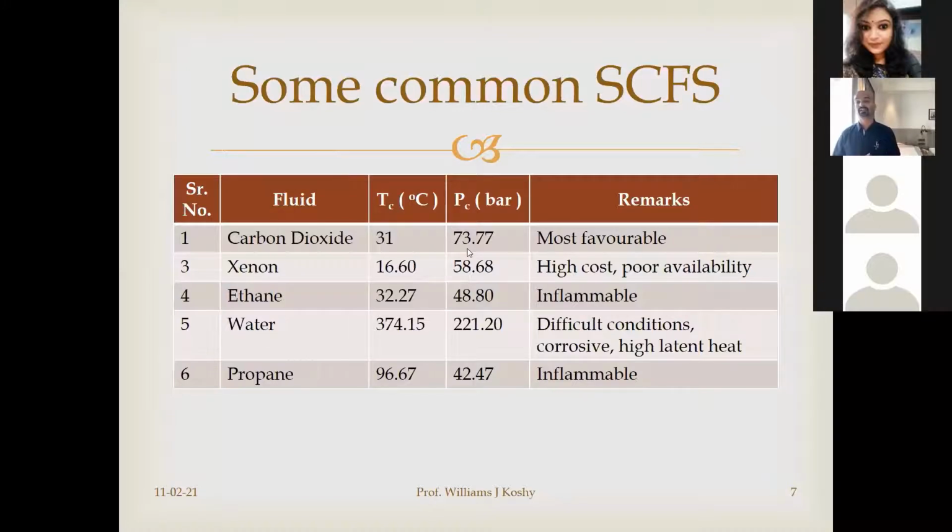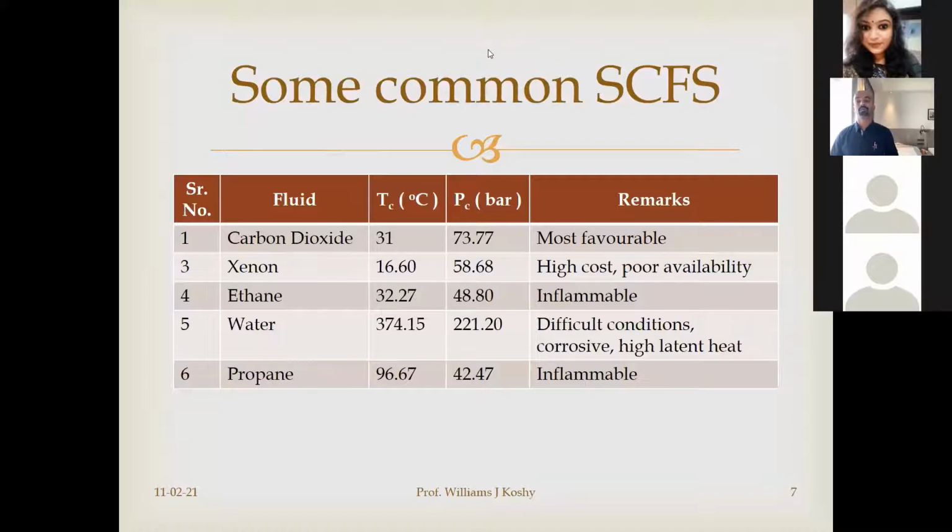Next one in this is ethane. Temperature again very much favorable, 32.27. Pressure again much more favorable as compared to the previous two. But again, ethane is inflammable. It can catch fire. So at this temperature, at this pressure of 48 bar, 1 bar is almost equivalent to 1 atmosphere. 48, 49 atmosphere pressure पे अगर आपका ethane catches fire, it can lead to a very big explosion. That is one of the biggest drawbacks of ethane. Otherwise, ethane can be commercially manufactured without much hindrance. But inflammability is one of the biggest properties that we have with ethane.